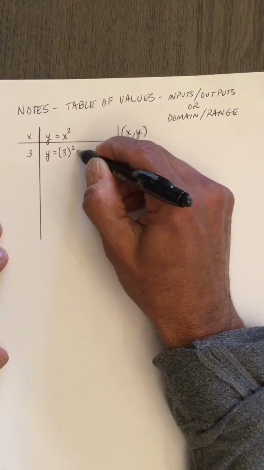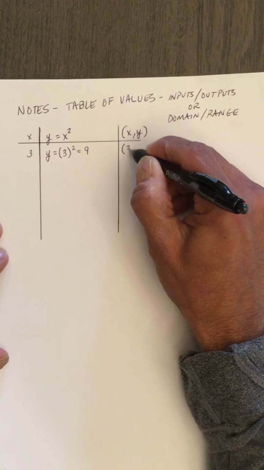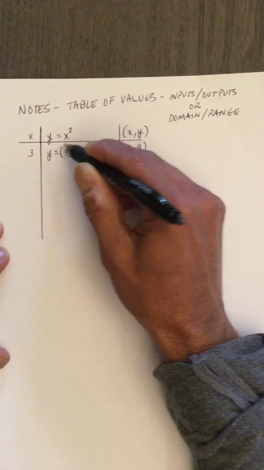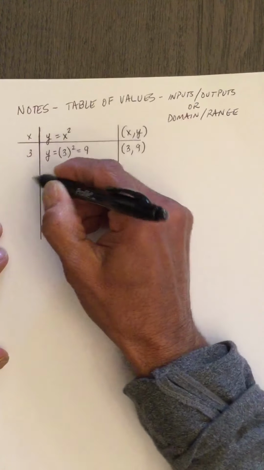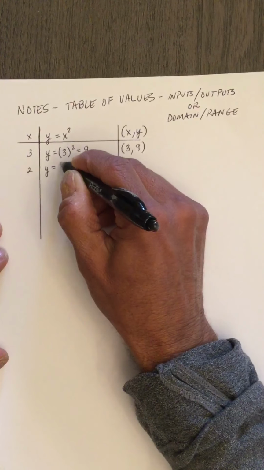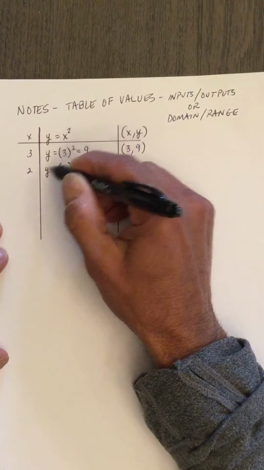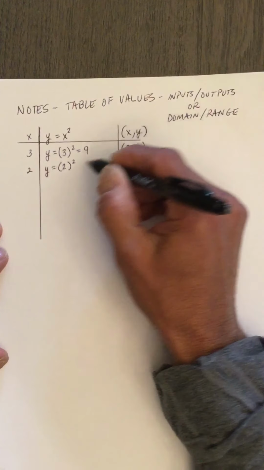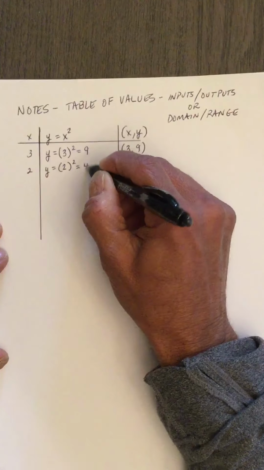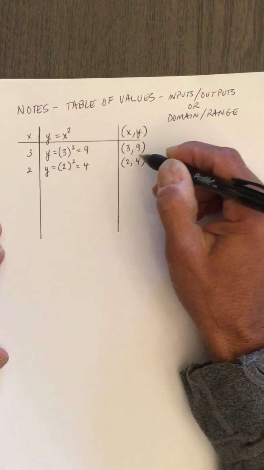So 3 squared is 9, right? So when I put in a 3, I get a 9 out in this problem. Next, let's put a 2 in here. So y equals parentheses squared, because that's where the x is, and we're going to put a 2 in there. So 2 squared is 4. So when we put a 2 in, we get a 4 out, right?